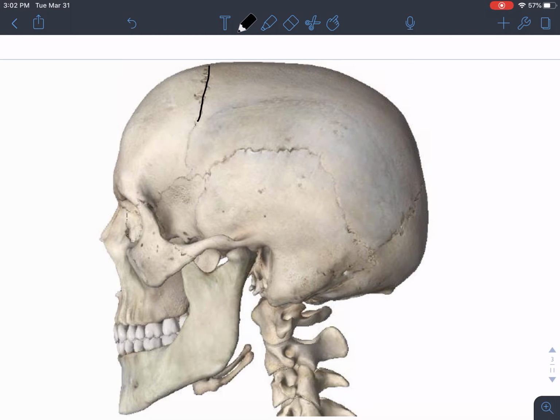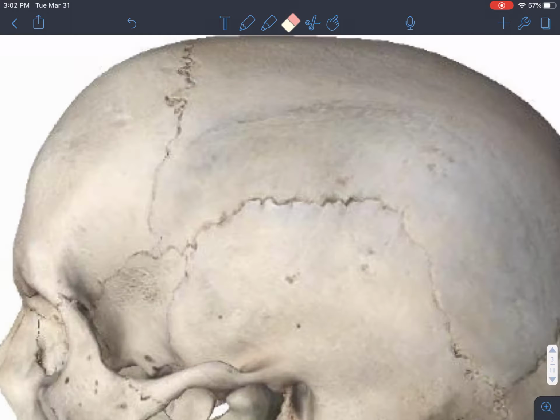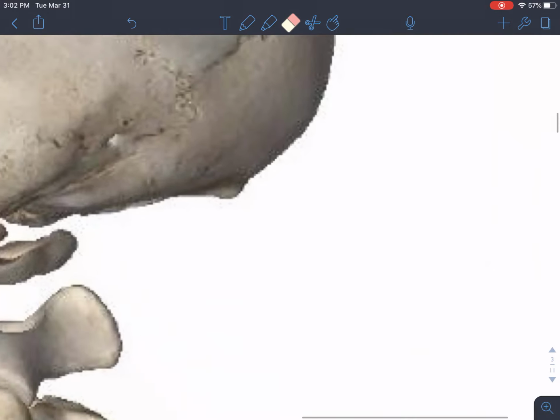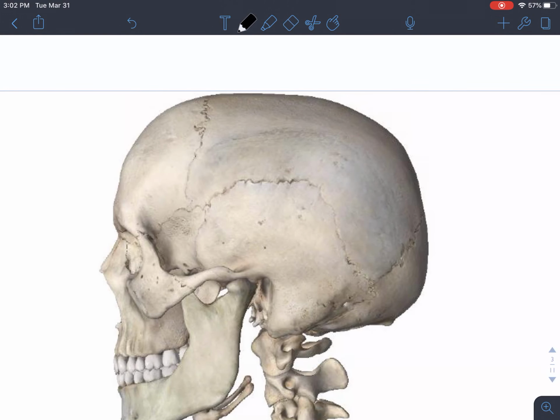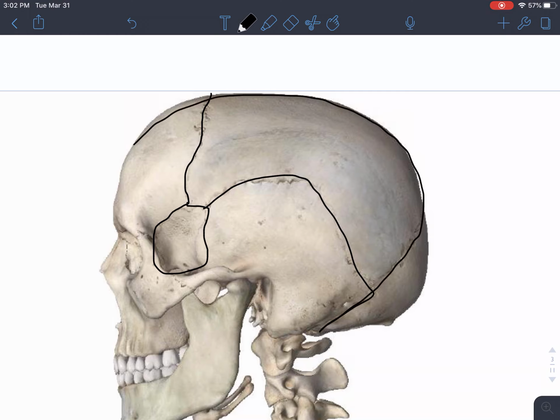So you see these lines, right? Those are actually real. Those are lines where the different skull bones connect, and those are called sutures. Those are the sutures where all the different skull bones connect, and we're going to go ahead and outline them so that we can differentiate between the different skull bones.